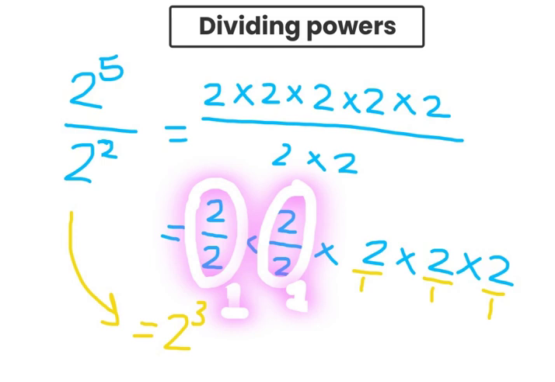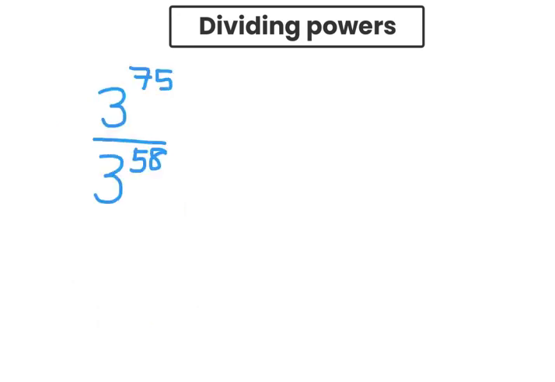So let's use this idea to simplify the division of two powers that are much larger. So obviously we're not going to be writing out 75 threes being multiplied together, and likewise we're not going to be writing out 58 threes being multiplied together. We want to use the idea of what we saw in the previous example to help us figure out the value of this quotient, right? The value of this division operation, the output of this division operation.